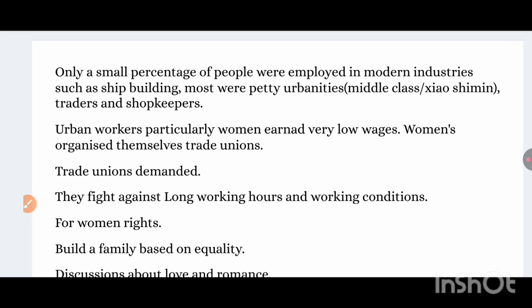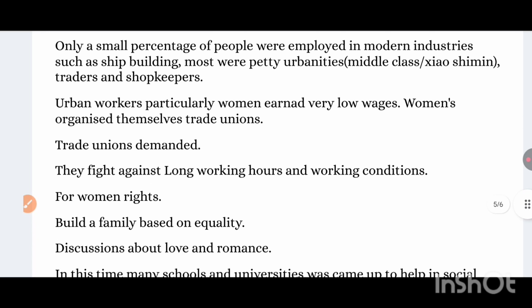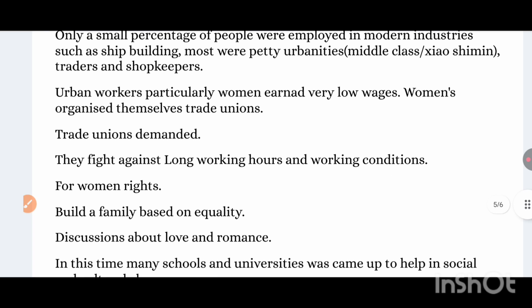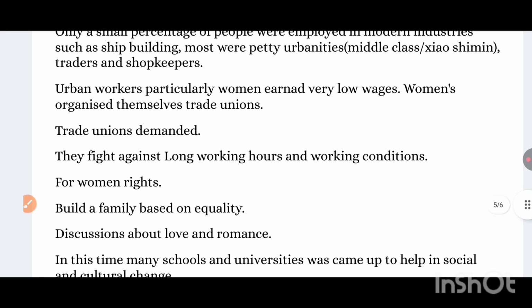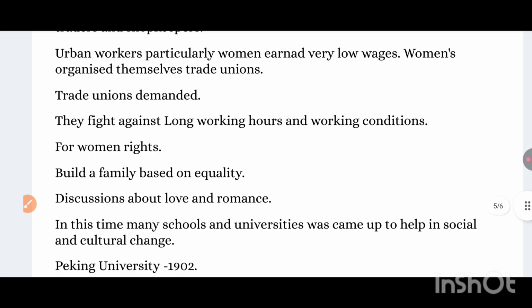Women organized themselves into trade unions. Women started what? Trade unions. Trade unions demanded and fought against long working hours and bad working conditions. The women also wanted rights. They wanted to build families based on equality, and they were also discussing love and romance.